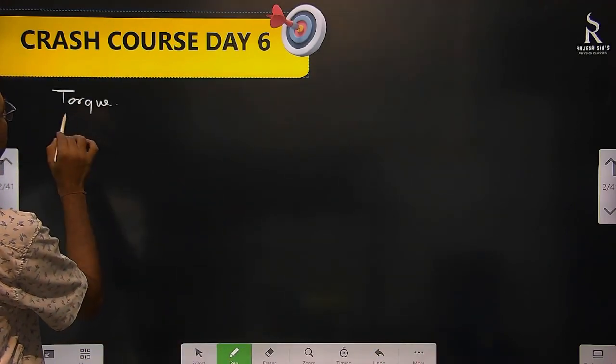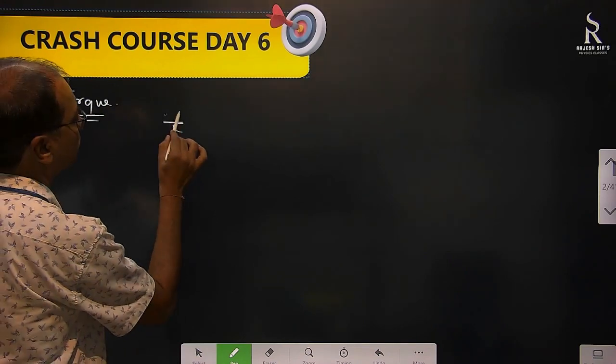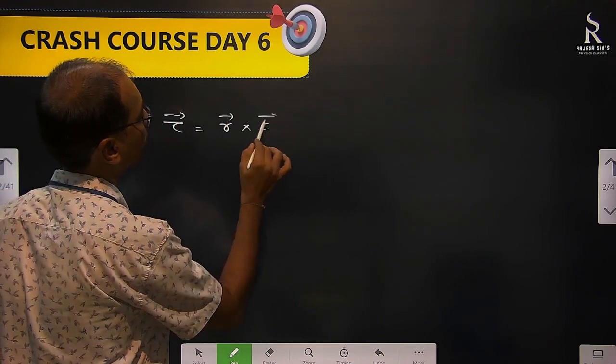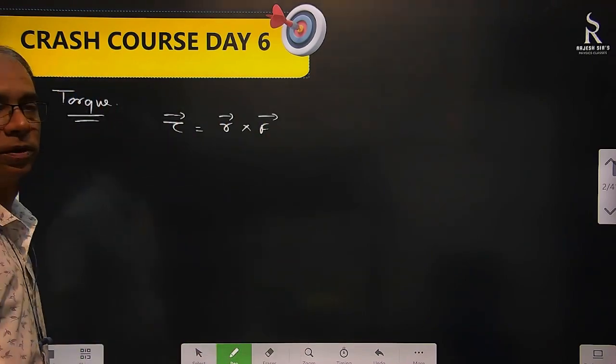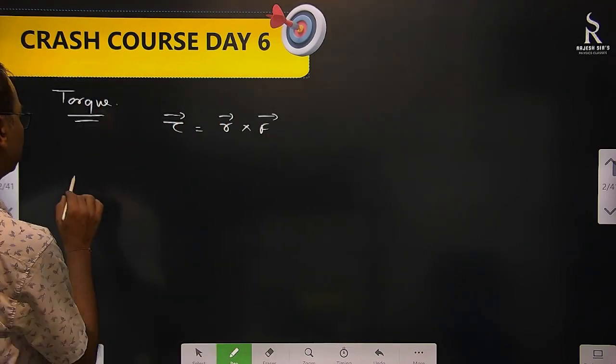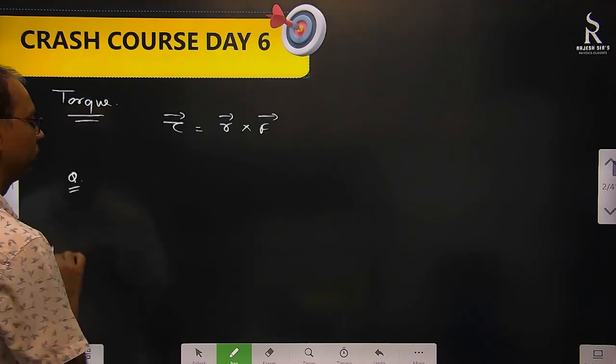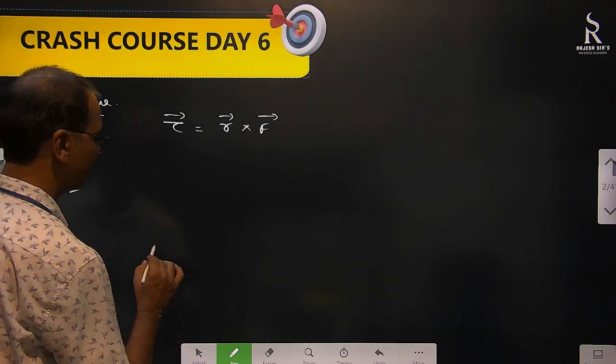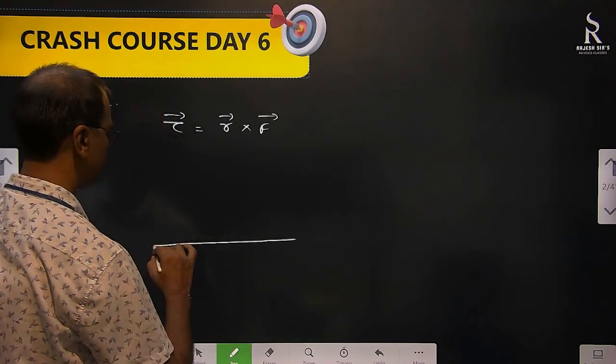Torque was what? We said torque is R cross F, very similar to angular momentum. Angular momentum was R cross P, and this is R cross F. In angular momentum, we did one question on a projectile. The same question we can do here also. So this is a projectile.